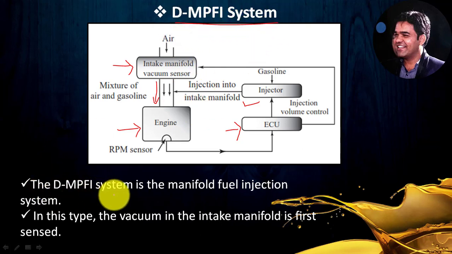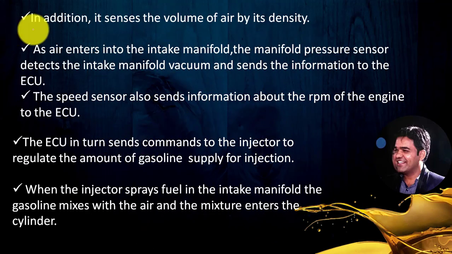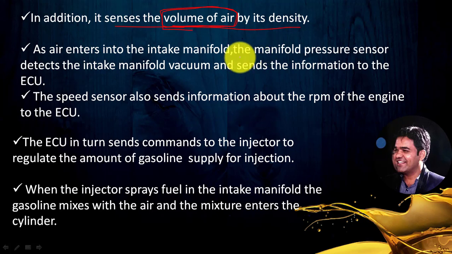Okay. So the D-MPFI system is the manifold fuel injection system. In this type, the vacuum in the intake manifold is first sensed with the help of the manifold absolute pressure sensor, which is also known as a MAP sensor. With the help of the MAP sensor, our ECU measures the vacuum generated inside the intake manifold continuously. In addition, it senses the volume of air by its density, and as the air enters the intake manifold, the manifold pressure sensor detects the intake manifold vacuum and sends the information to the ECU.